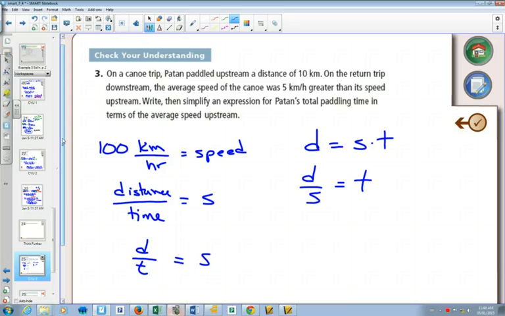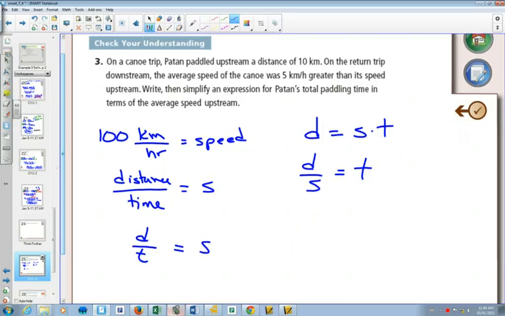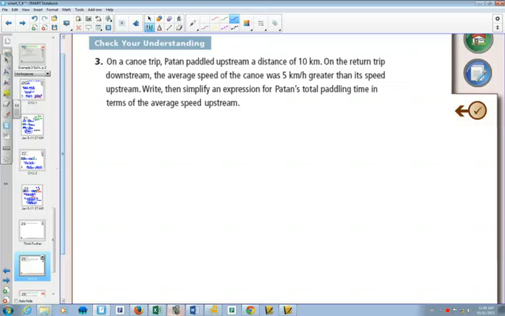So we can go distance. We've got distance, and we're going here. Upstream, downstream. Can I erase this part just so we don't? So we're going 10 kilometers both ways. One way our speed is greater than the back. And then what we want to do is write an expression for his paddling time and his total paddling time both ways.